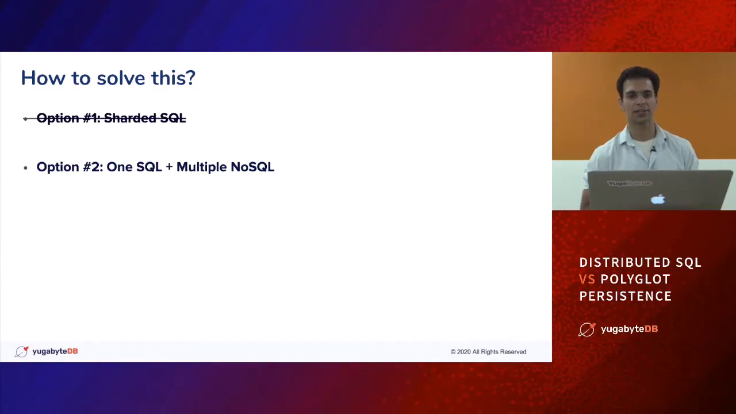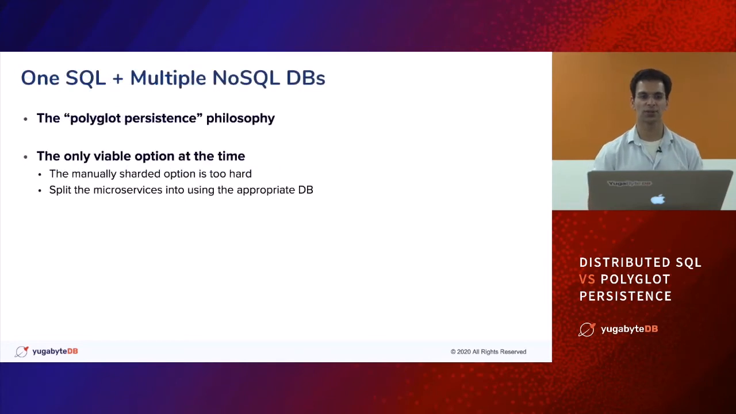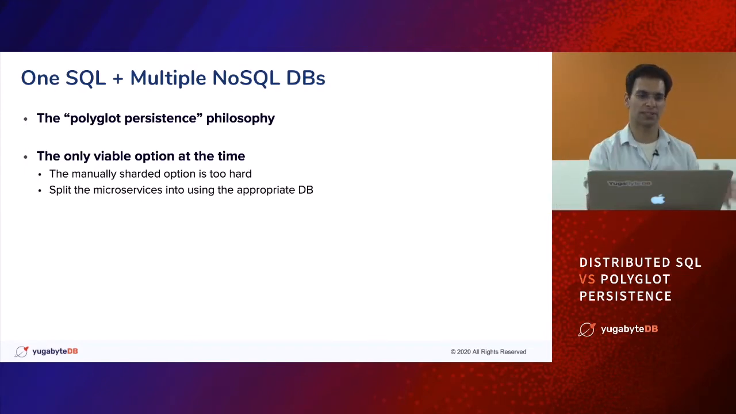So what is a paradigm that most of the people can follow? Well, if you take out option one, and there were only two options, it turns out option two is it, right? So the philosophy of polyglot persistence is to pick a different database for a different microservice. So depending on the microservice, you pick the database.